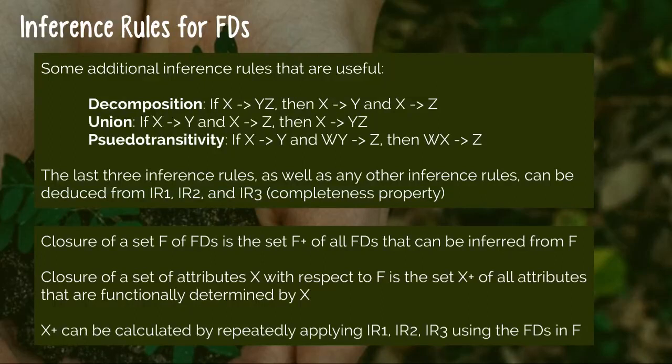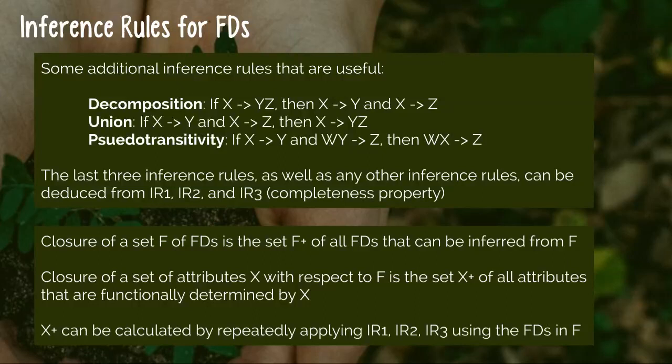These are the last three inference rules as well. Any other inference rule can be deduced from the ones we have deduced using R1, R2, and R3. So altogether we have six inference rules for these functional dependencies.